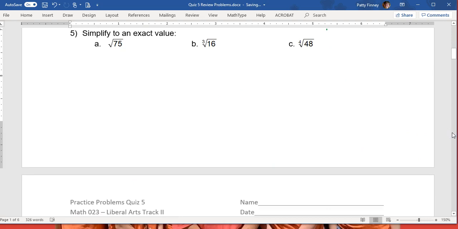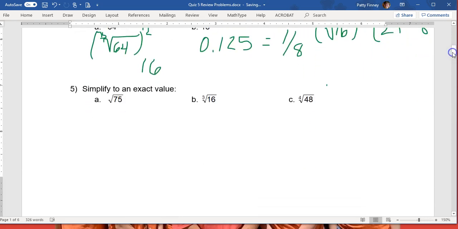Okay? Now it says to take these last three to an exact value. Exact value means we're going to leave the radicals in there. So the first step is we're trying to find a square root. So we want to think of our perfect squares. 1 is a perfect square. Doesn't help me. 4 is a perfect square. Doesn't help me. 9 doesn't help me. 16 doesn't help me. 25. 25 times 3 is 75.